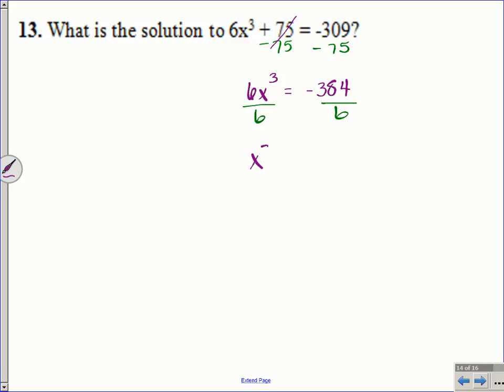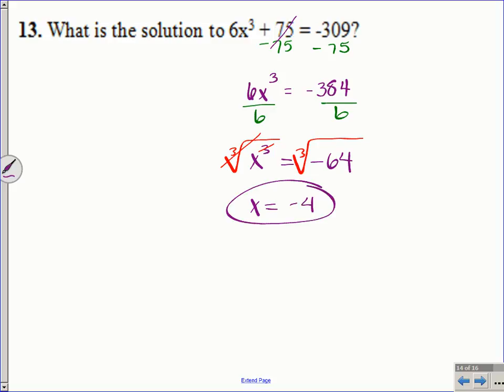And you get x cubed equals, I'm going to need my calculator on this one, negative 384 divided by 6 is negative 64. And then, again, to get rid of the third power, we've got two options. We can either take the cubic root, which a cubic root and a cube cancel each other out, and then use your orange perfect power sheet. The cubic root of negative 64 is negative 4.